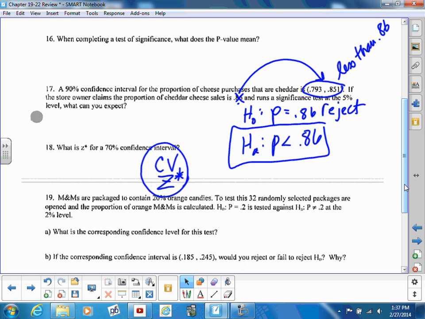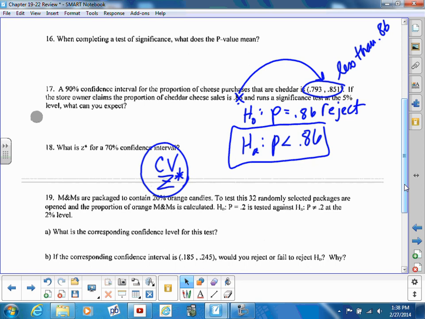On number 17, you're 90% sure that the true proportion of cheeses that are cheddar is between those two numbers, 79.3% and 85.1%. Okay. So somebody's claim that it is 86% is entirely above that interval. The entire interval is below the claim of 86%. So you anticipate that you'd probably reject the null hypothesis of 86%. Here's the question I'm asking you. Here's the new thing I need to make sure you get.